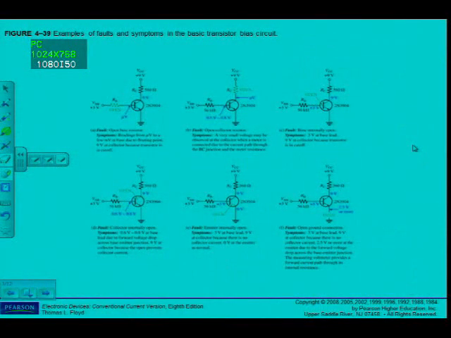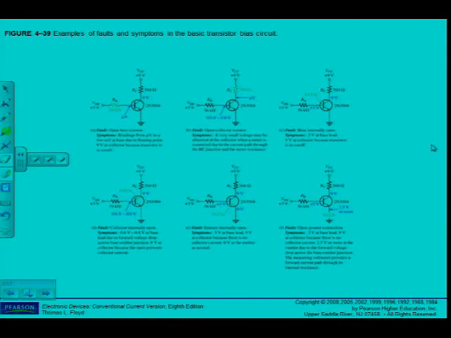Okay, if we go and look at the examples of faults and symptoms in figure 439, perhaps you'll have to follow me in your books as well, because it's not very clear on the board there. At least we can see the circuits. Anyway, figure 439A, the fault is open base resistor, and I can see what I'm measuring there.